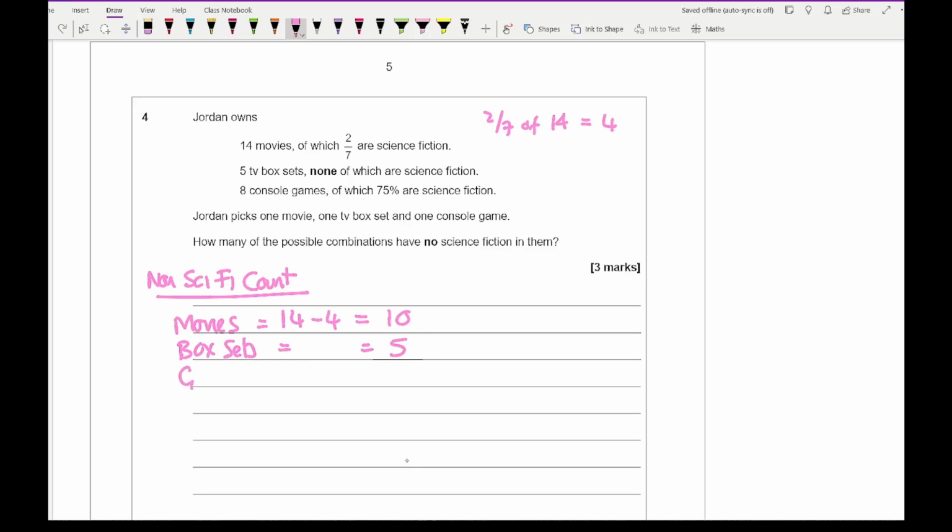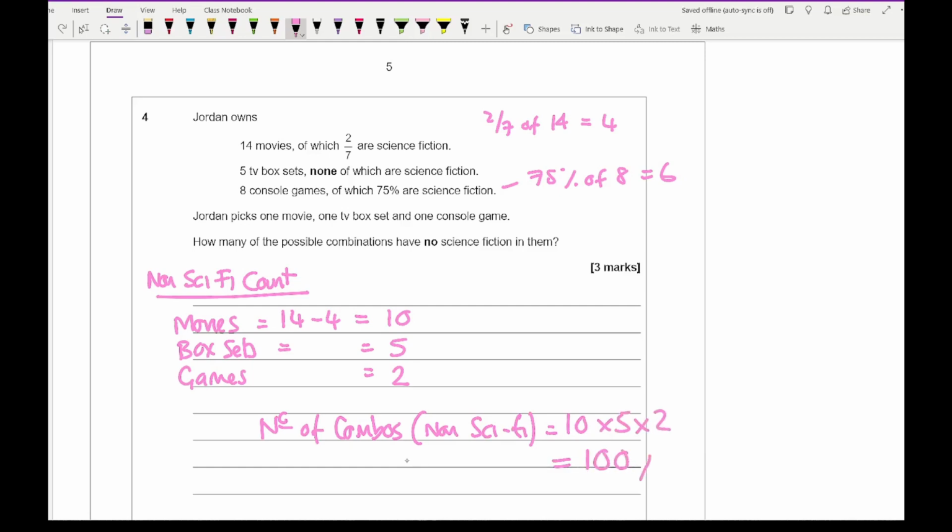And then the games, well, 75% of 8 is 6. So 6 games are science fiction. How many games are not science fiction? If he's got 8 in total, well, that's going to be 2. So then the number of combinations that are non-sci-fi is going to be 10 times 5 times 2, which gives me an answer of 100.